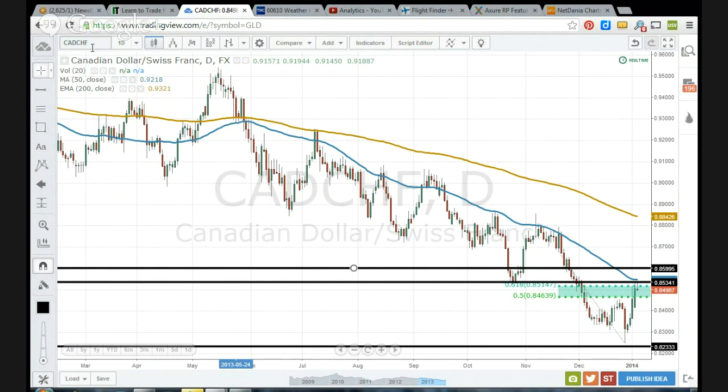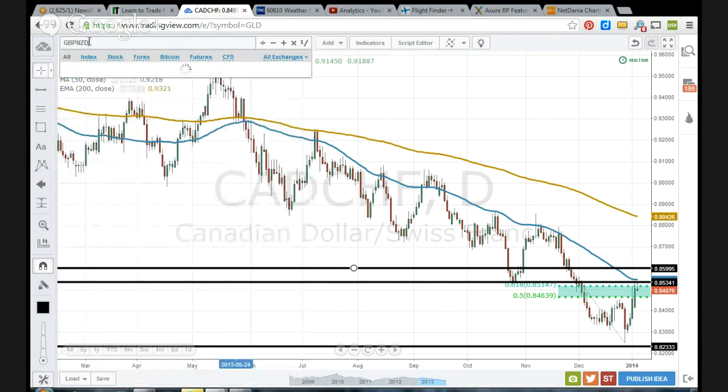Okay, so that's our first trade today. And okay, just jotting that down. Now, the other pair I had identified on Friday, pound New Zealand, pound Kiwi.